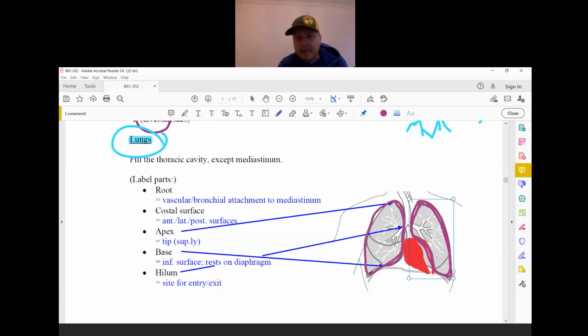So let's have a look at a few different parts that we need to know. The ones that I want to highlight: we've talked about the apex in terms of the heart. The heart's apex was pointing anteriorly, inferiorly, and to the left. But the apex of the lungs is actually this top tip. Again, sharp edge pointing out there. So that's our apex. Base is going to be the inferior surface resting on the diaphragm when we talk about the lungs. And of course, the hilum, we already discussed that, the site of entry and exit to the lungs by the primary bronchi.